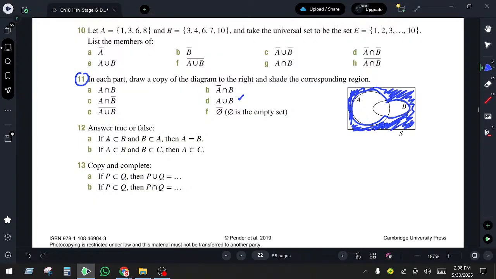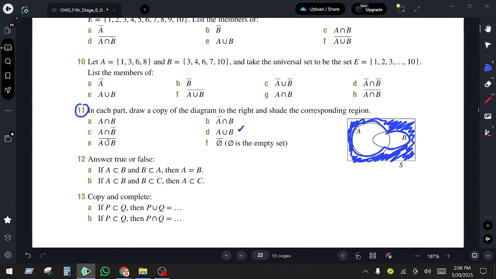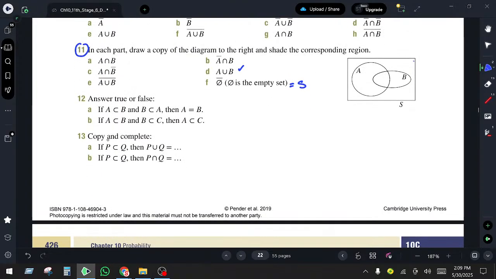What is the empty set? Like there's nothing there. Empty set means nothing. We can't even mark it on the diagram. What is its complement? What is opposite to nothing? Everything. So it is the entire set. So that is your F. The entire box, not circles.